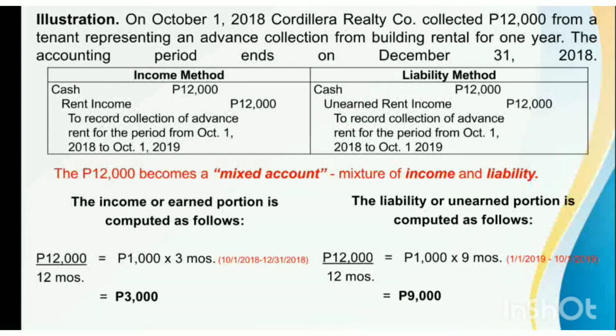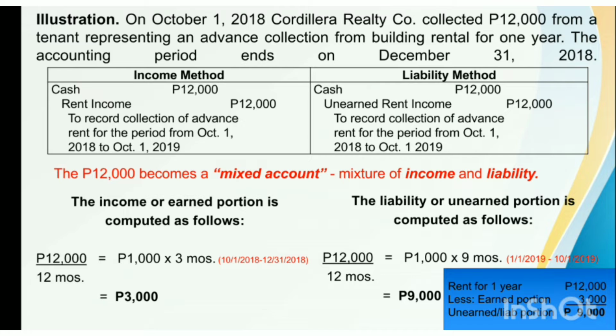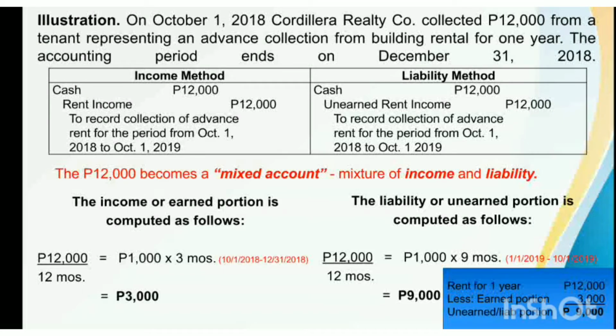We may also check our work to make sure that the income and the liability is equal to 12,000 pesos. So 3,000 pesos income plus 9,000 pesos liability is equal to 12,000 pesos. And then there is another way of computing for the liability or the unearned portion of the 12,000, but this is only applicable if we already had computed the income portion. So we have rent for 1 year, 12,000 pesos, less the earned portion, which is the 3,000 pesos. That would give us the unearned or the liability portion, which is 9,000 pesos. Again, this is only applicable if we already had computed the earned portion or the income portion.